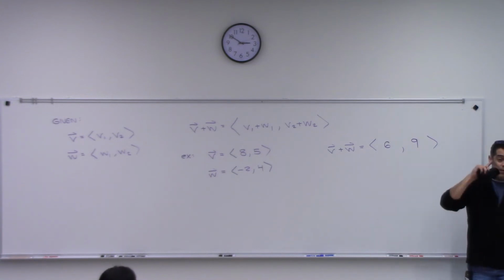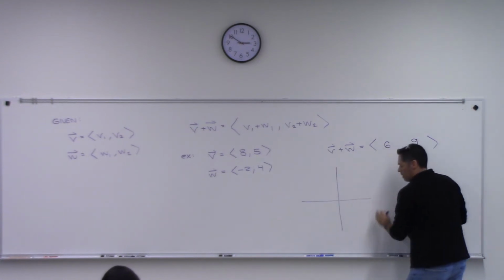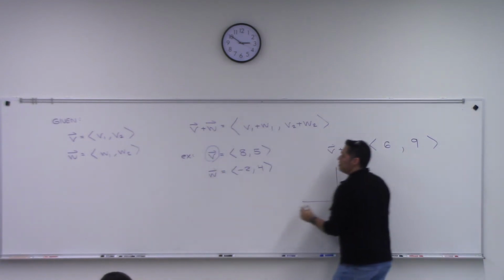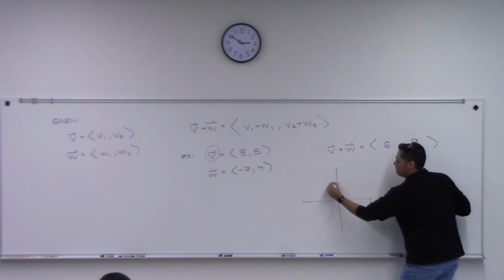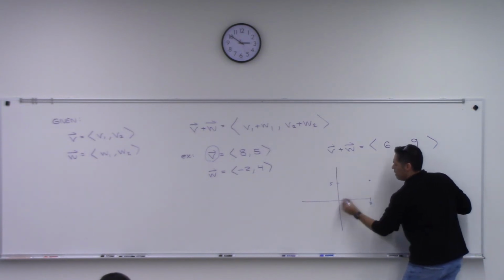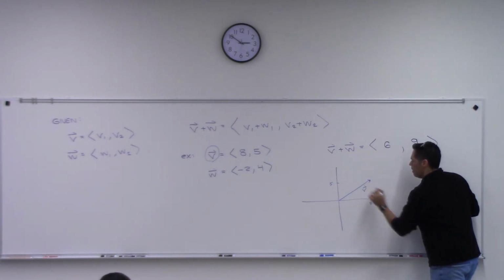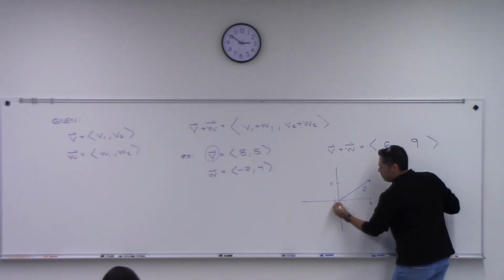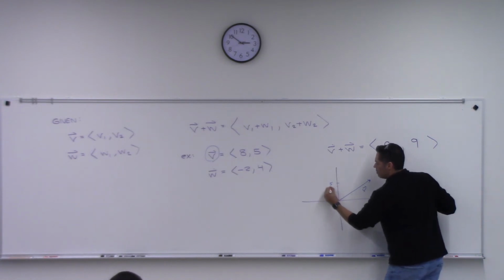Now visually, I'll try and show this to you visually, what we just did. We took the vector, let's say v, we'll make it blue. That was the vector that goes out to the right 8, up 5. That's right here, that point. It's this vector right here. We took that vector, that was v, and we added the vector w. W is negative 2, 4. Negative 2, here's 4, so I'm right there. That's that vector w.